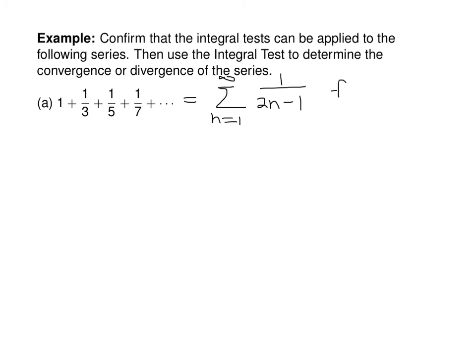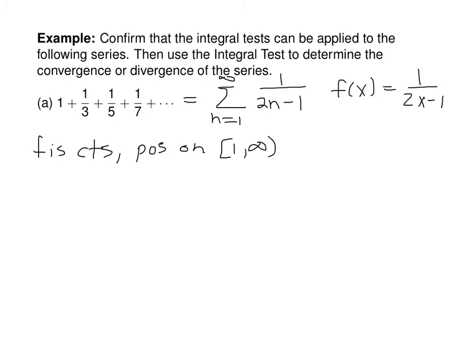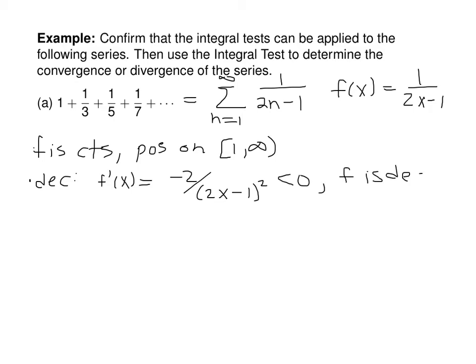So let's let f of x equal 1 over 2x minus 1. f is continuous and positive on the interval from 1 to infinity. There is a discontinuity in f at 1/2, but that's not in this interval. And then to test for decreasing, f prime of x is equal to negative 2 over (2x minus 1) squared, and that's negative all the time, so f is definitely decreasing.